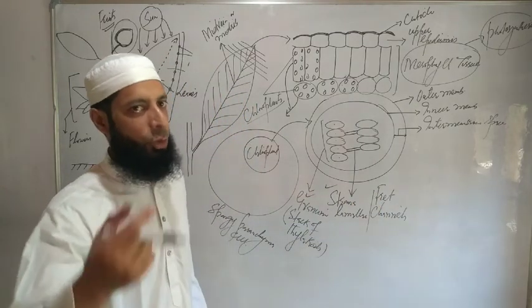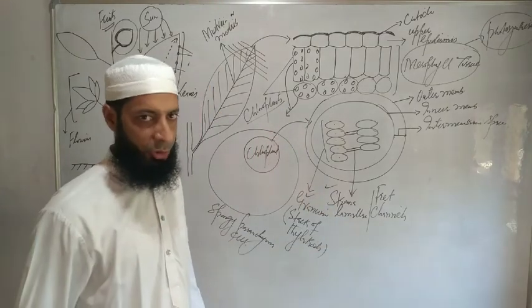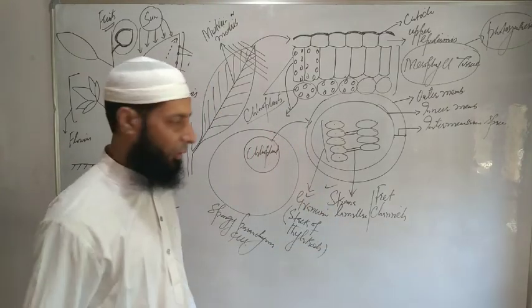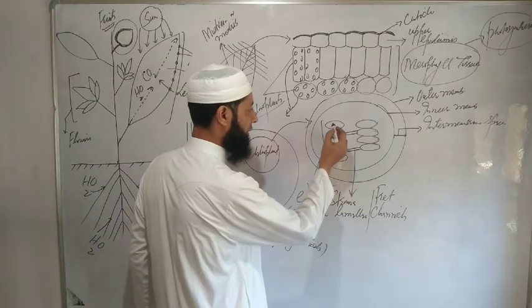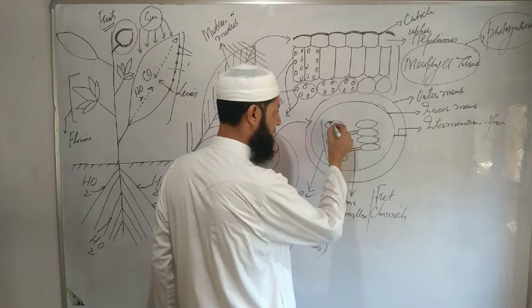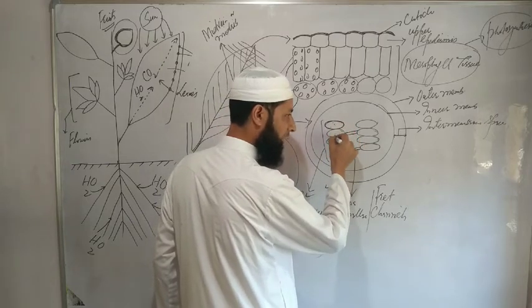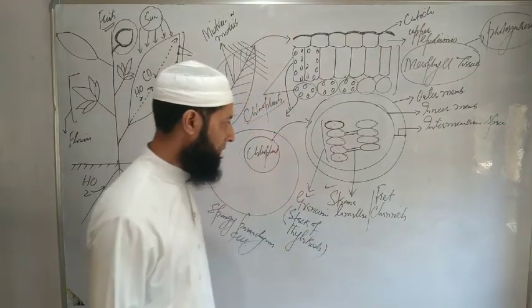Now I will come to the first question, that is, where does the photochemical reaction take place? The photochemical reaction takes place on the surface of the thylakoids of grana of the chloroplast.